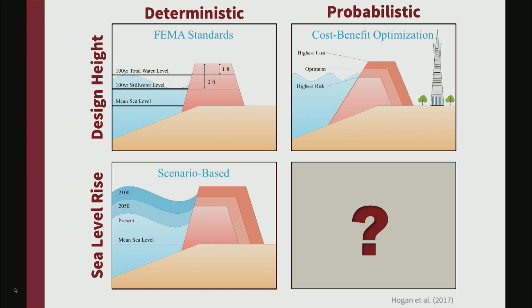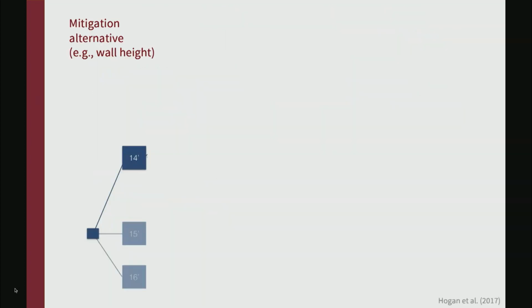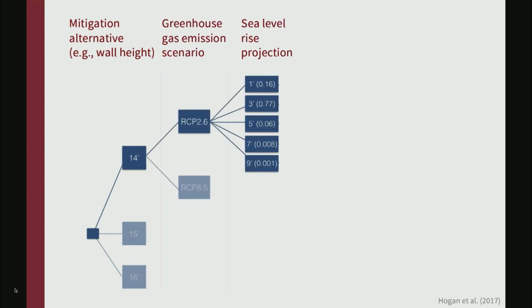And so something that we've thought about a little bit is a decision theory framing of this, where we can think through a set of mitigation alternatives that could be heights of seawalls or alternate types of strategies. We then march through into a greenhouse gas emission scenario and then a set of forecasts of sea level rise over time. And this can be probabilistic.